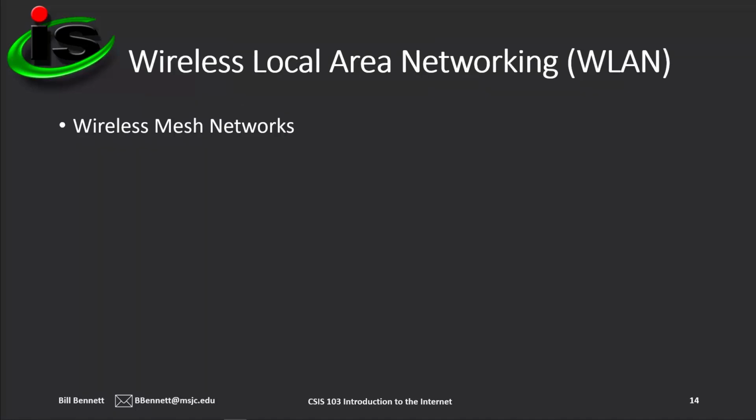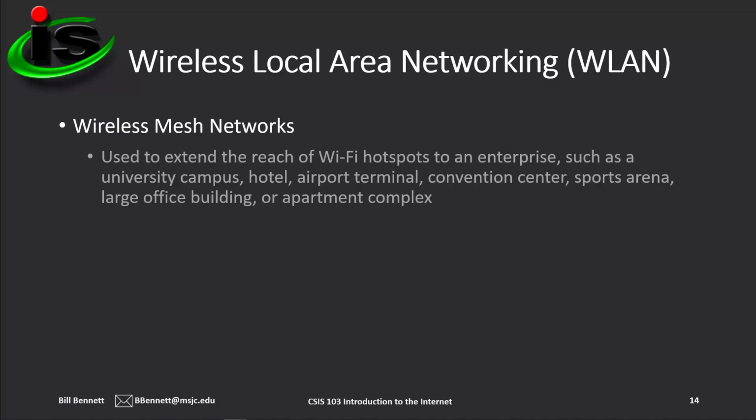Another type of wireless LAN is a wireless mesh network, which is commonly used to extend the reach of Wi-Fi hotspots to an enterprise such as a university campus, hotel, airport terminal, convention center, sports arena, large office building, or apartment complex.